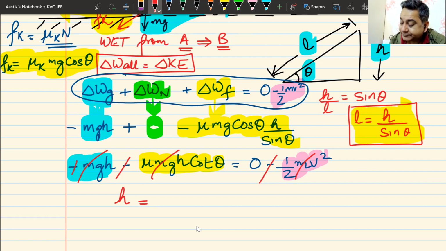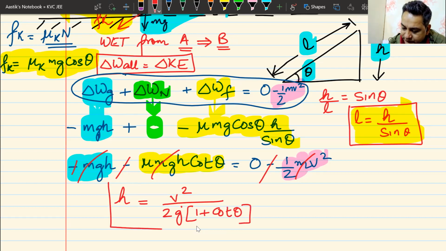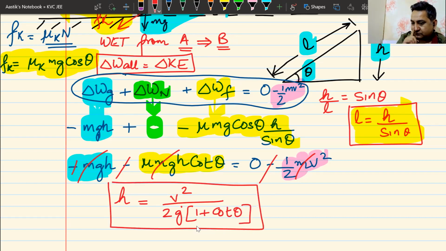Yes, beta. H is equal to GV square. H is equal to? GV square. Probably you made a mistake. I think it will be v square divided by 2 times g into 1 plus cot theta. Are we getting this answer? Are we getting this answer, everyone? Raise hands.